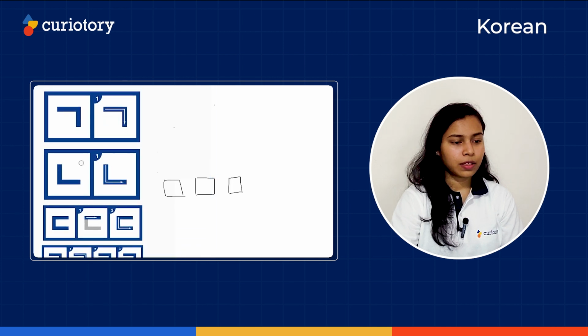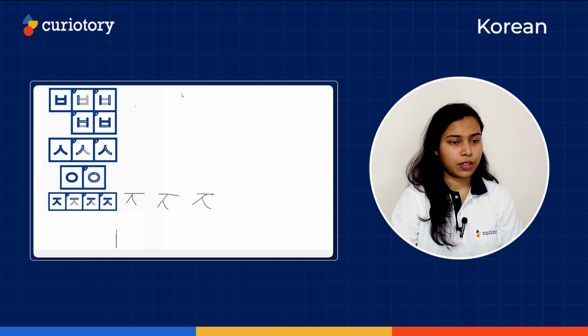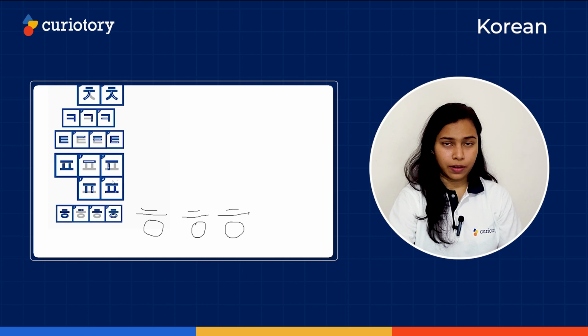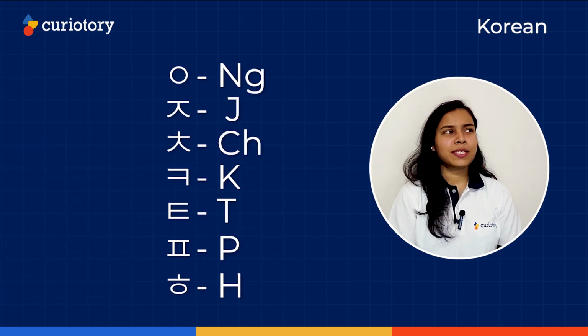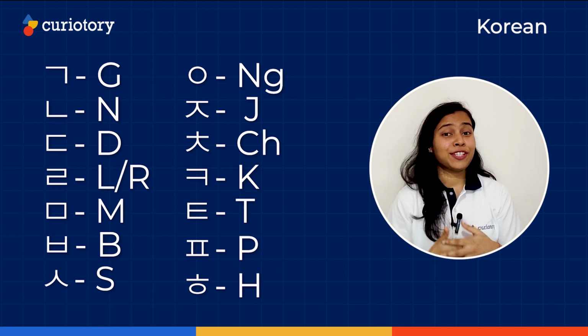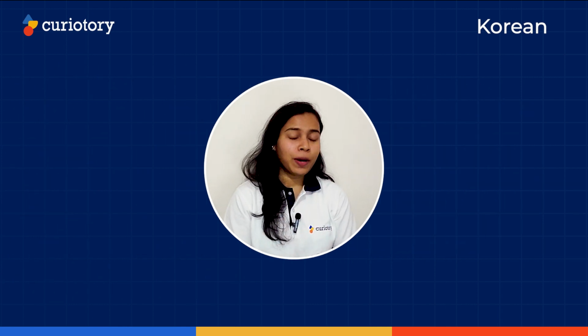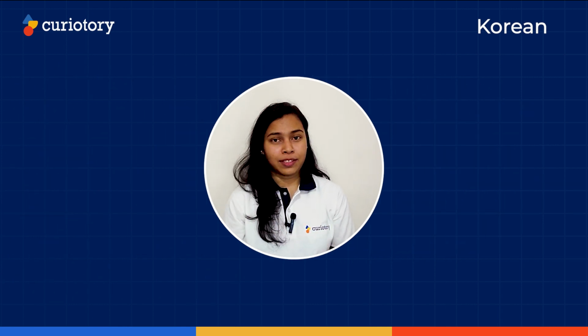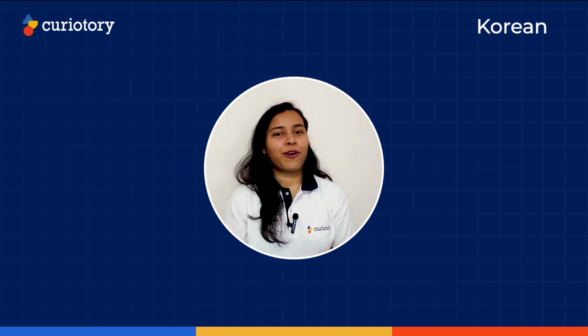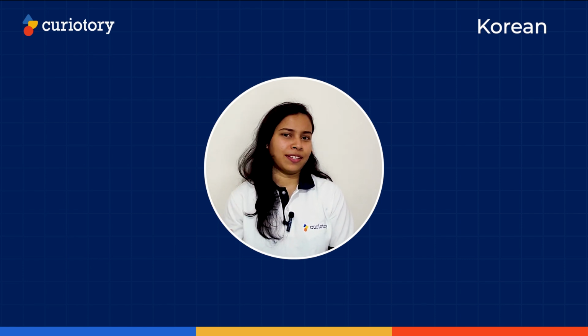Those are K, N, D, L, M, B, S, Ng, J, Ch, K, Th, P, and H. Also, you can just remember this as a song. K, N, D, L, M, B, S, Ng, J, Ch, K, Th, P, H. That's it. I hope all the consonants and the stroke order you will remember, and definitely we learn the double consonants. Also, before that, just remember we have only 5 double consonants. Okay?